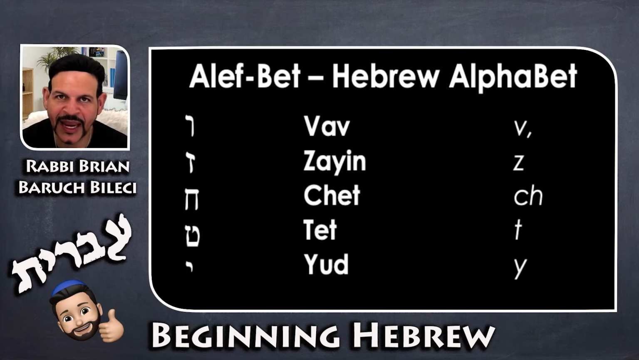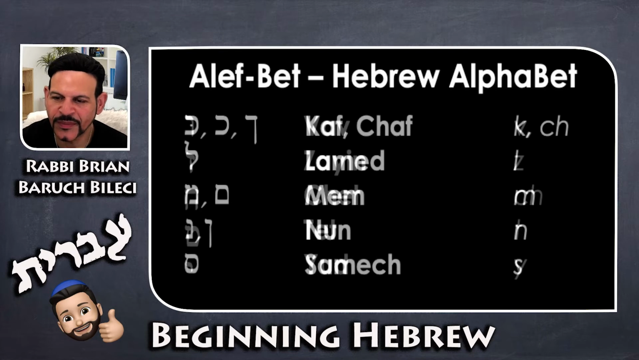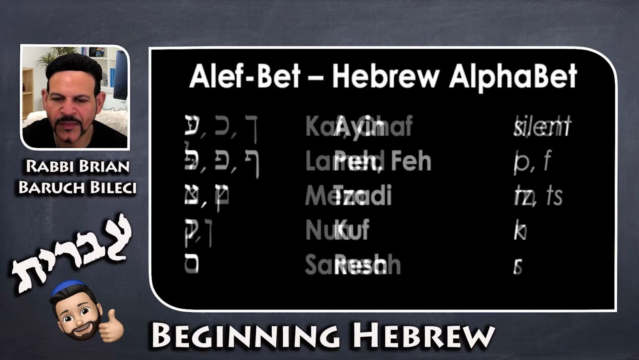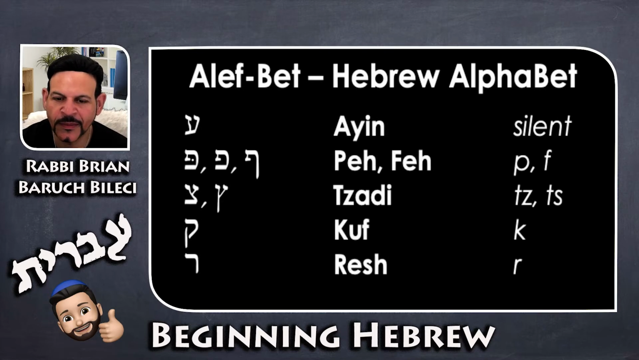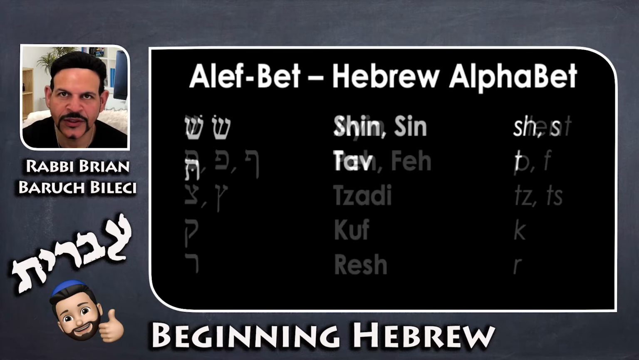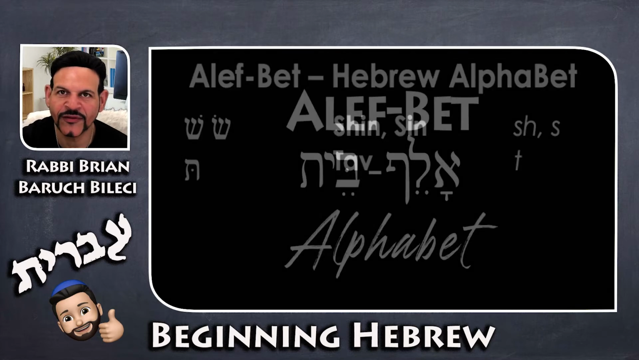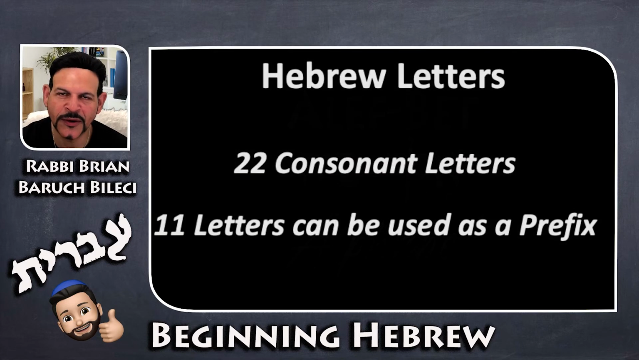Vav, Zain, Chet, Tet, Yud. Khaf, Lamed, Mem, Nun, Samech. Ein, Peh, Tzaddi, Kuf, Resh. Last 2. Shin, Tav. Right, so that's our Aleph Beit with 22 letters.